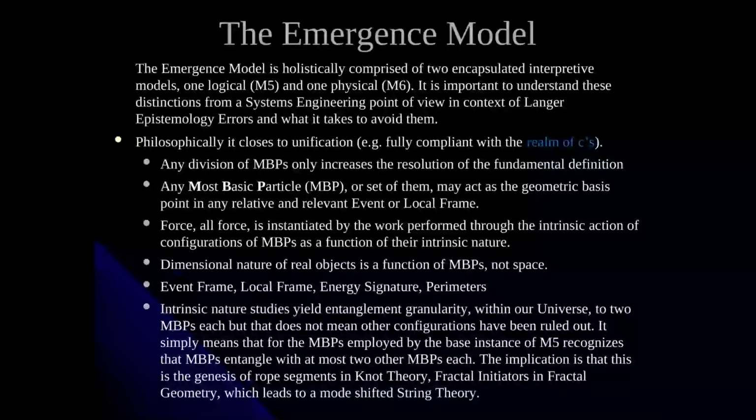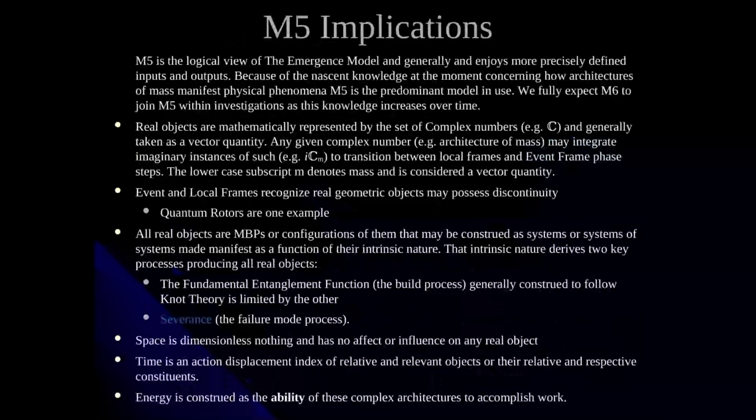The implications are that M5 is the logical view of the emergence model. And again, it enjoys more precisely defined inputs and outputs. And we talked about some of that. So, for example, from a mathematical point of view, since that's the point of the discussion here, real objects are mathematically represented by the set of complex numbers. It's the complex symbol C, and generally taken as a vector quantity.